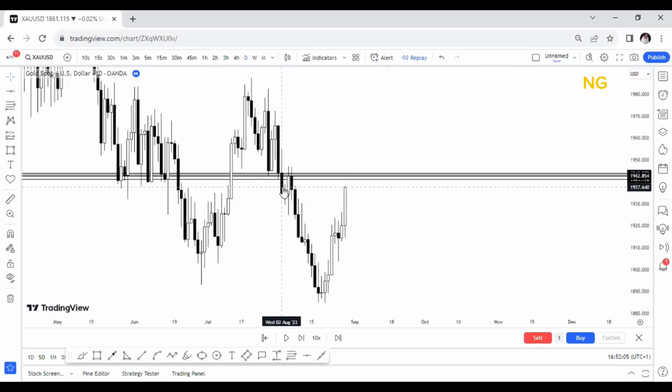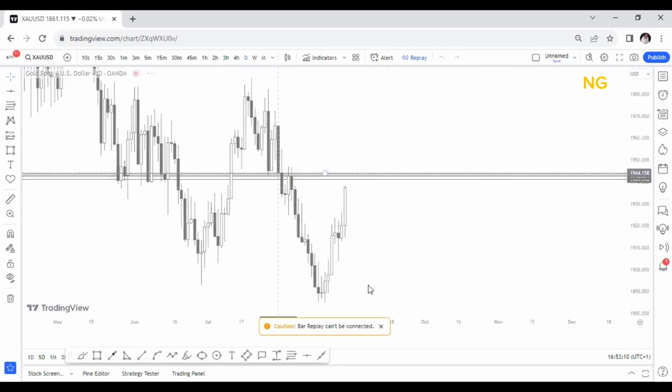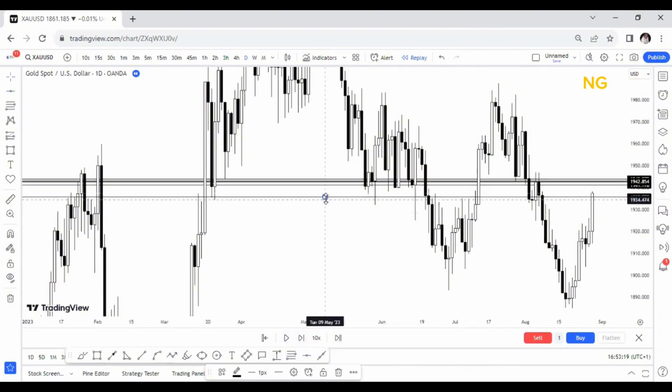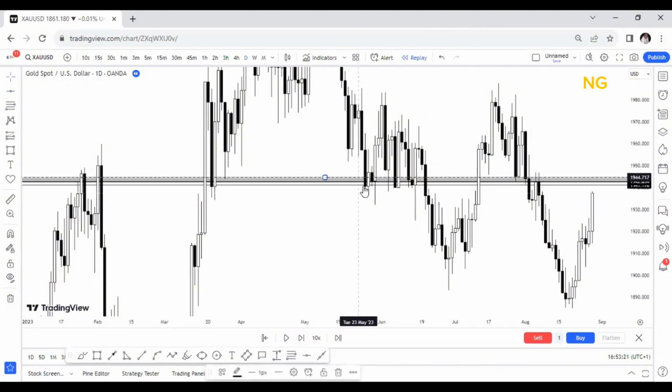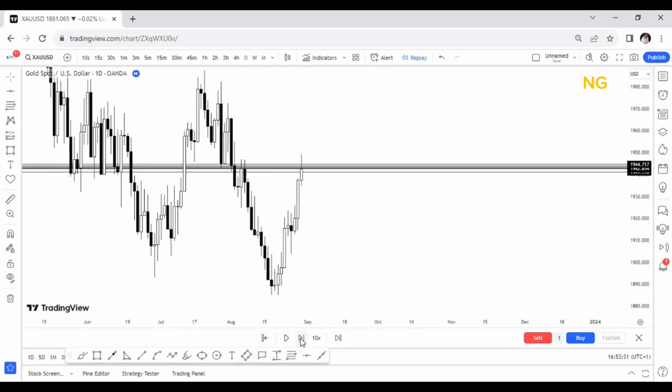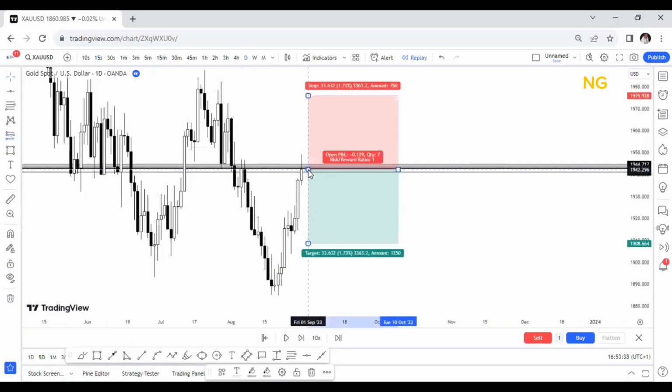So price broke through it here. It got retested back into it. This level. Price broke through it. So we now want to see if price taps into it, then put up our sell.